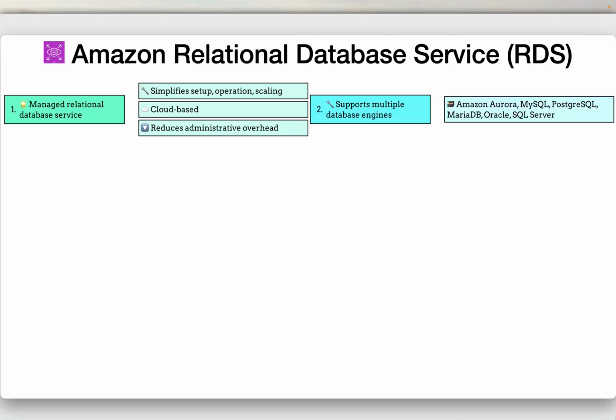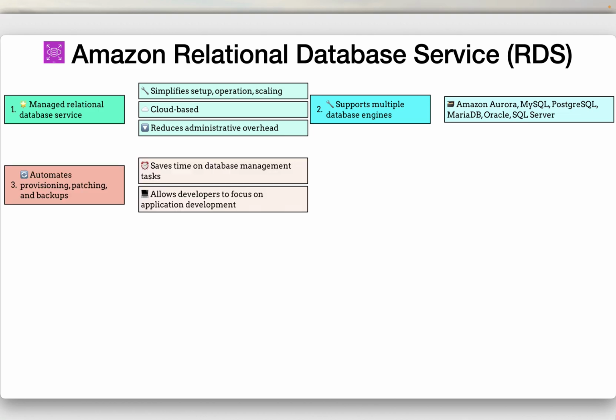Second, supports multiple database engines. RDS offers support for popular database engines such as Amazon Aurora, MySQL, PostgreSQL, MariaDB, Oracle, and Microsoft SQL Server. Third, automates provisioning, patching, and backups. RDS automates time-consuming tasks like database provisioning, software patching, backup, and recovery, allowing developers to focus on application development.